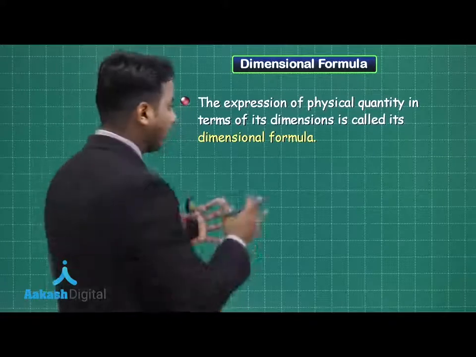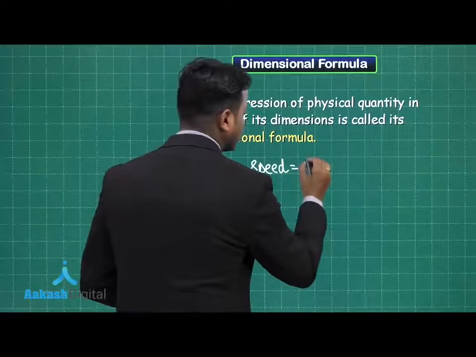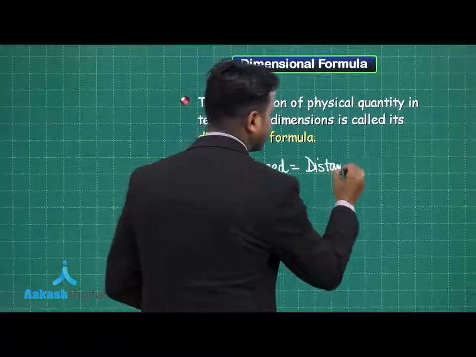Moving forward, the expression of a physical quantity in terms of its dimensions is called its dimensional formula. Let's suppose I want to write this down for speed. Speed is actually distance upon time.